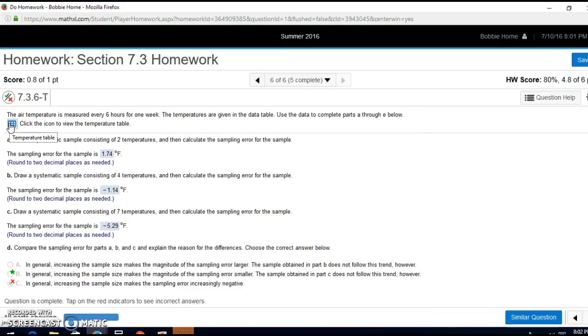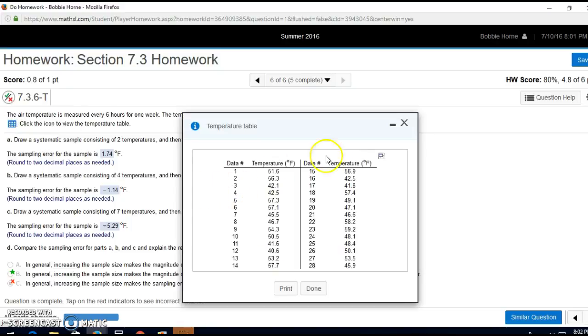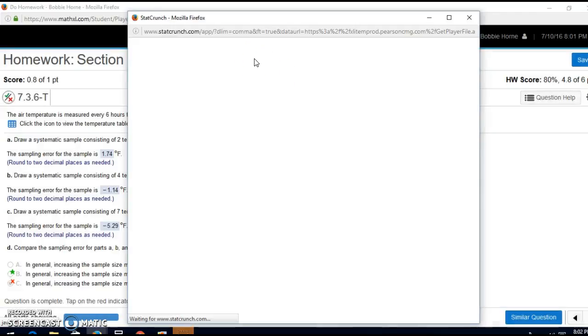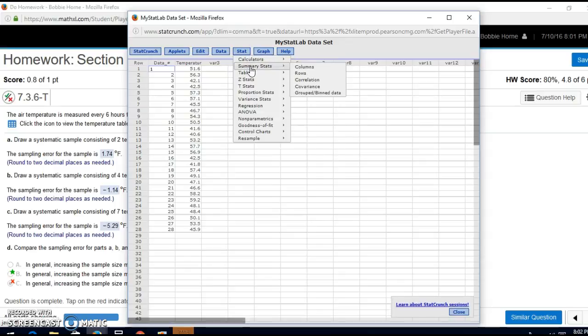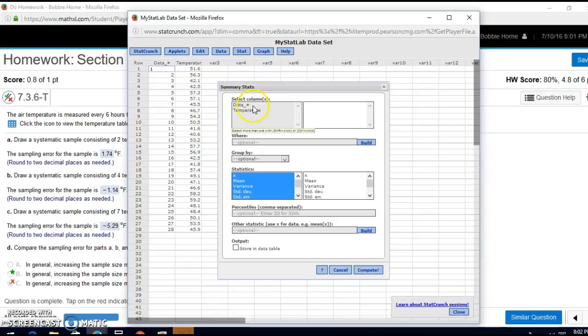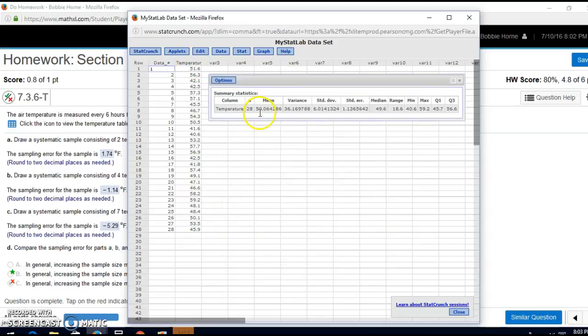Remember, sampling error is your sample mean minus your population mean. So we need to calculate our population mean. So you open StatCrunch. You go to Stat, Summary Statistics, and we want to calculate these number means, not this is data number 1, number 2, those don't matter. We just want to calculate the population mean of the temperature. So click Compute, and the mean is 50.06.